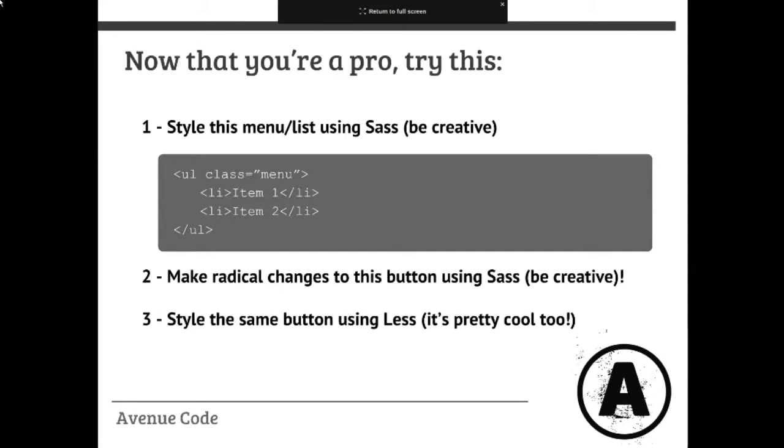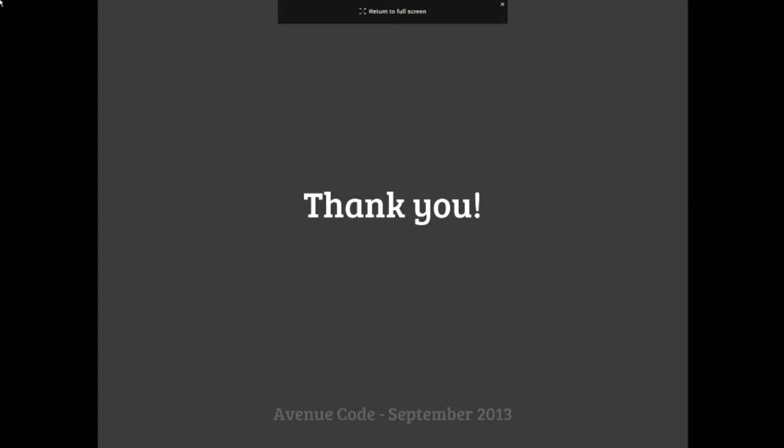And now I left you guys here with a task. If you want to do one of them, you don't have to do all. You can do just one of them. The first one is to style something different using Sass. It's a menu in this case. The second one is to make changes to the button. The code is provided. I'm going to share the presentation with you. And the third one is to do the same thing using Less. That's a little bit harder because you're going to have to learn Less, but it's very simple as well. Right. Anyway, that's it. Do you guys have any other questions?